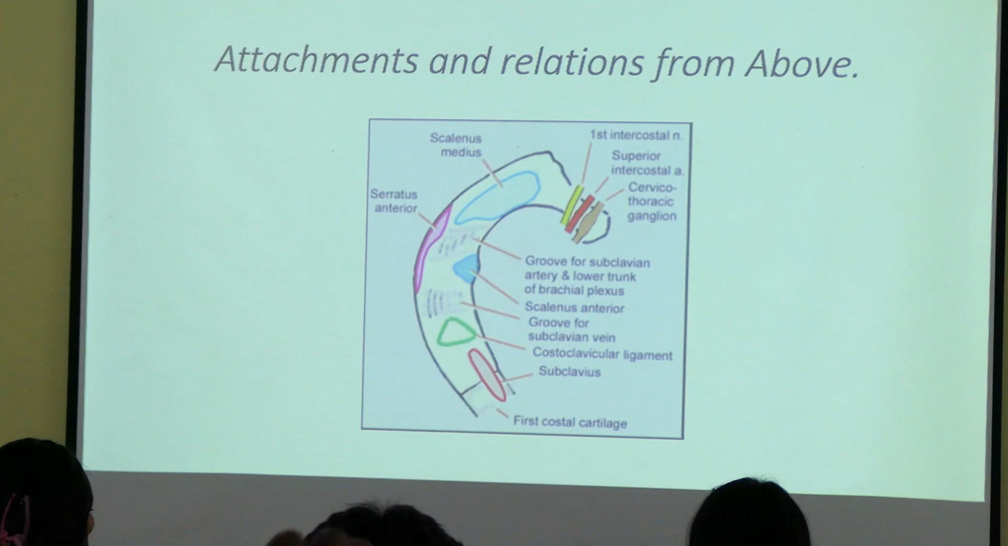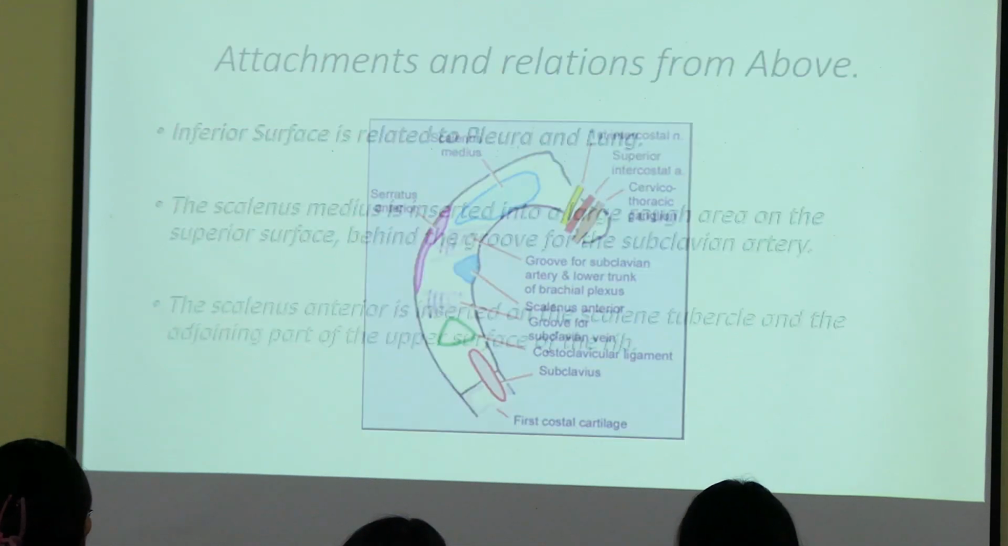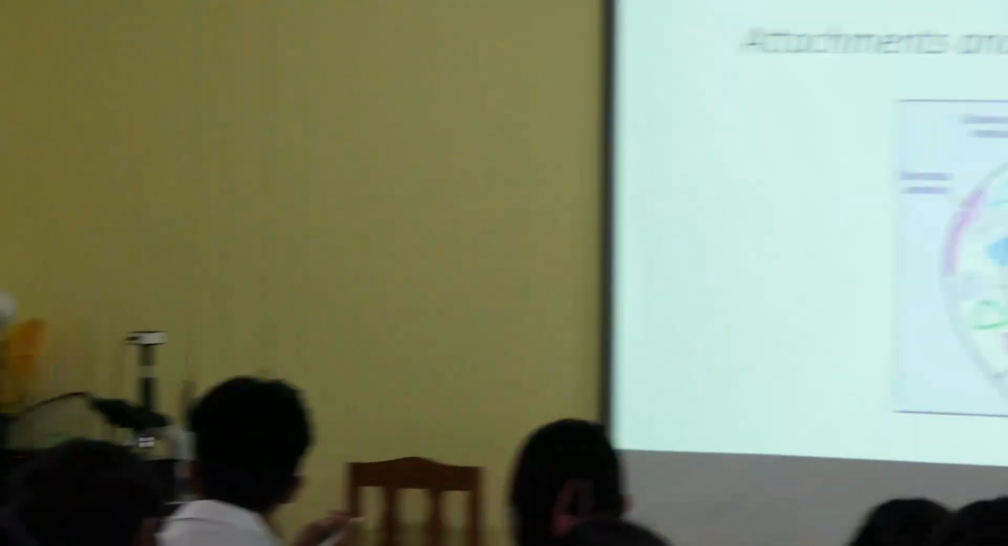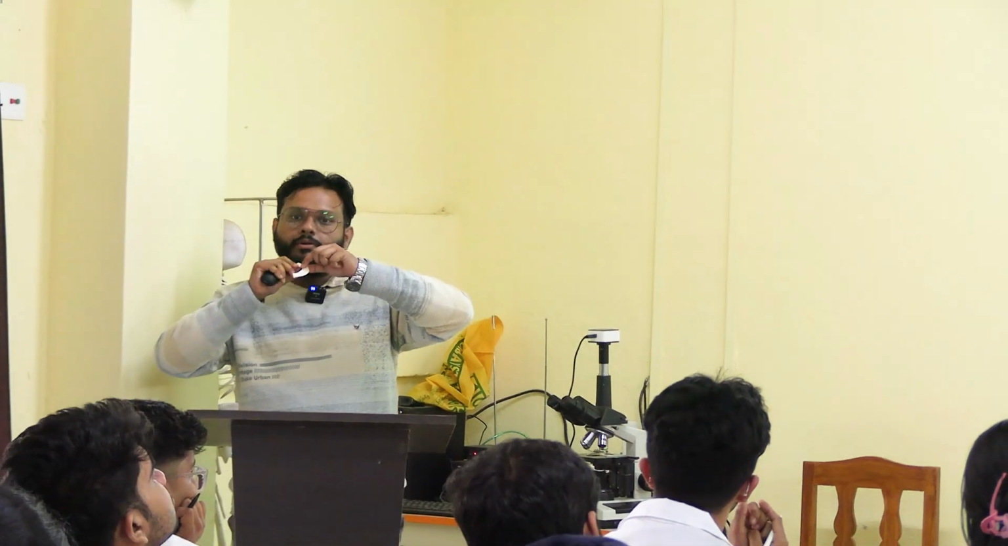अभी देखो, if this one is the groove for the subclavian artery, बताया ना, head end के पास है groove for subclavian artery, then there is the groove for subclavian vein. इसके पीछे large area लेके कौन सा मसल अटैच है? Scalenus medius. This is what is written here. The scalenus medius is inserted into a large rough area on the superior surface behind the groove for subclavian artery. इसके पीछे की तरफ होगा, ठीक है? पीछे की तरफ होगा, right? This one यहाँ पर होगा scalenus medius.